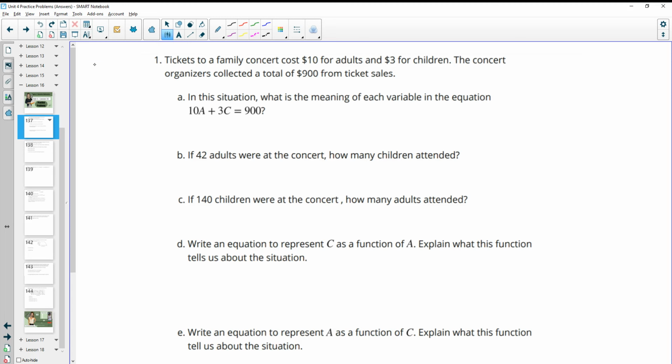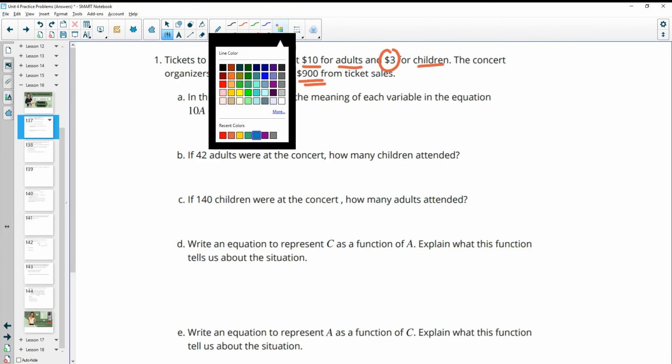Number 1, tickets to a family concert cost $10 for adults and $3 for children. The concert organizers collect a total of $900 from ticket sales. In this situation, what is the meaning of each variable in the equation?